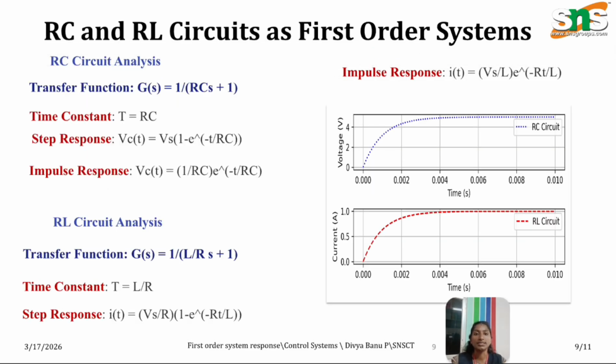Coming to RC and RL circuits as first order systems, the transfer function is 1/(RCs + 1), whereas in RL it is (L/R)/(s + 1)... taking a similar approach for step response and impulse response, we have given the equations.